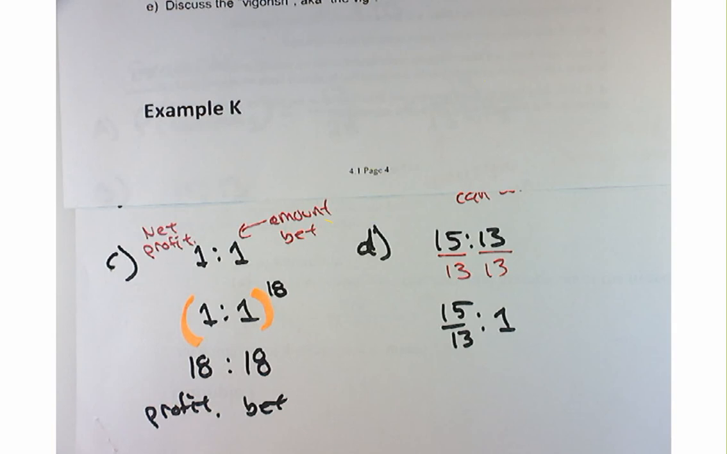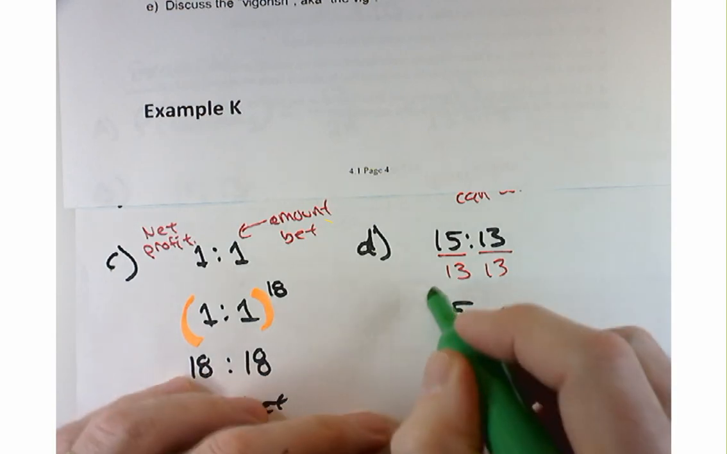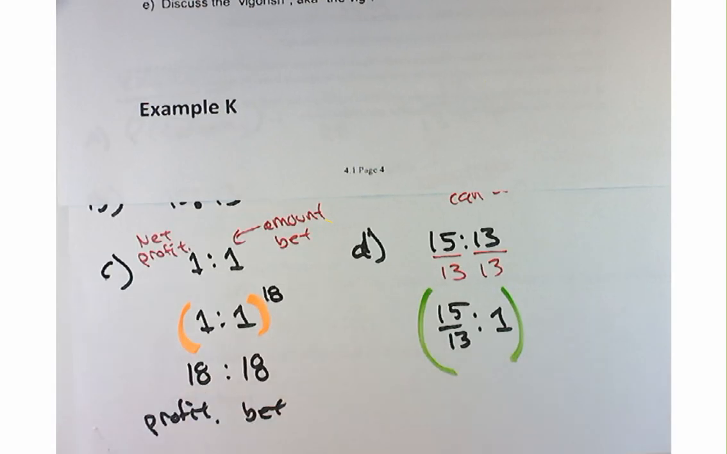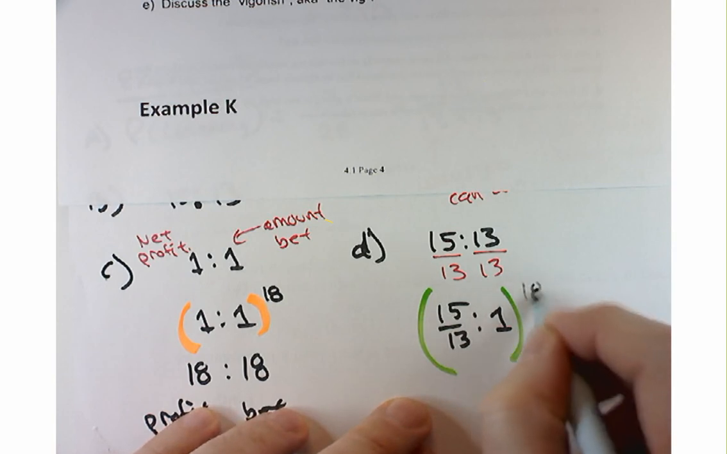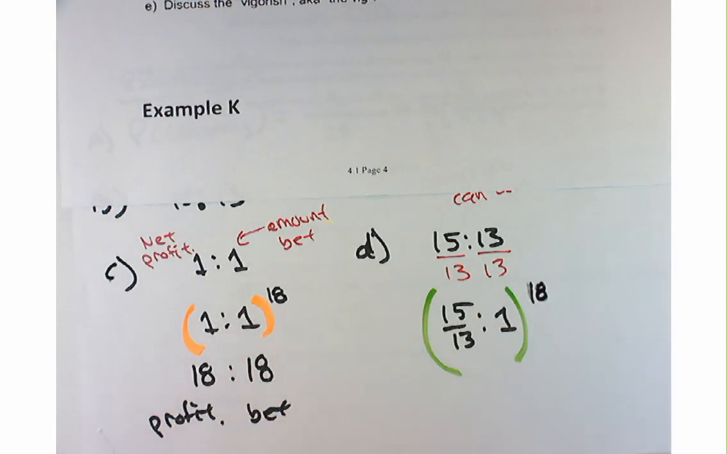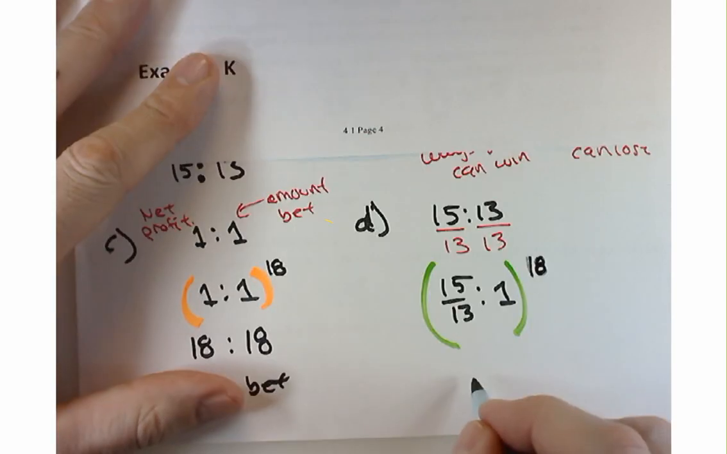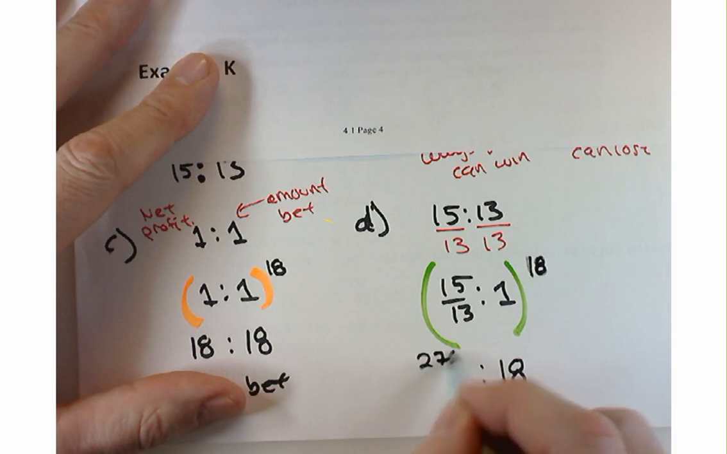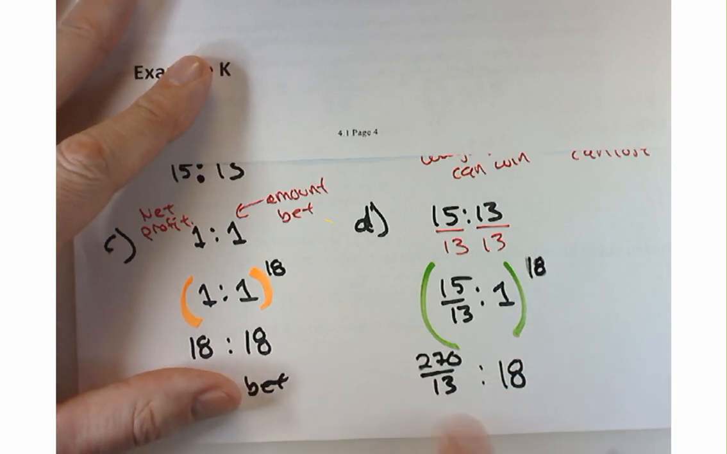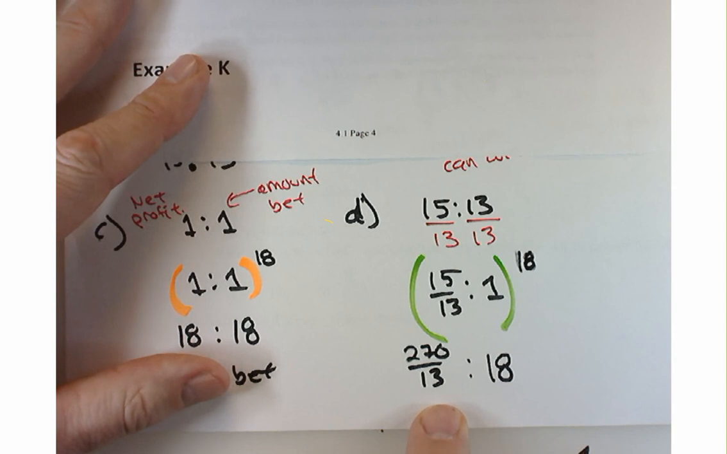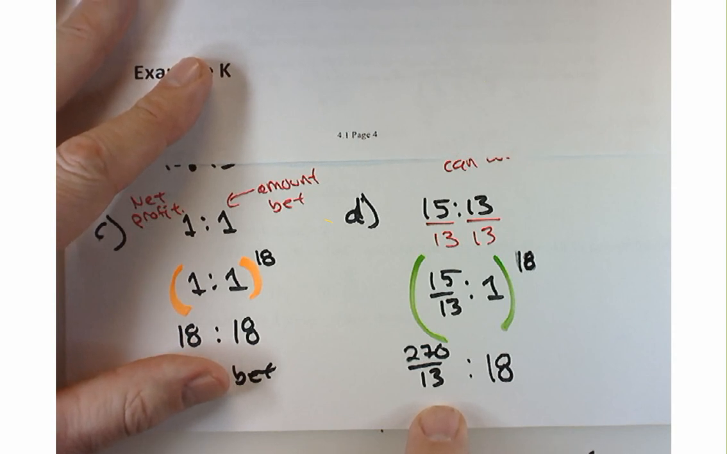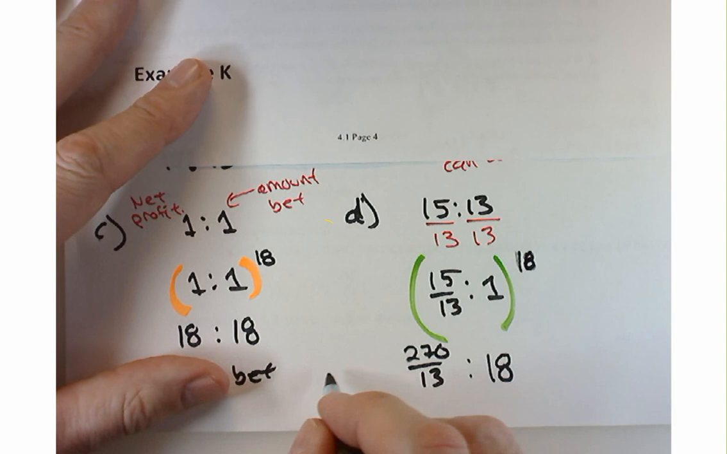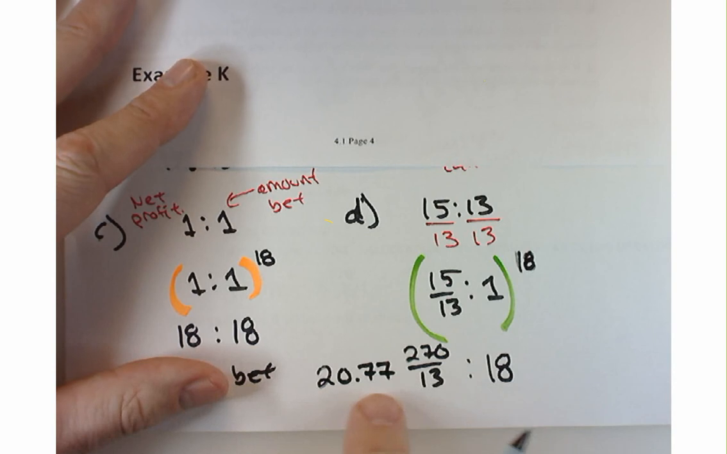All right, that's great. I still want to figure out how much an $18 bet is worth. So now what am I going to do? Multiply. Perfect. Multiply each side by 18. So that's going to give me $18 bet. And I'm not sure I can do 270 divided by 13 in my head, but it's going to be a little bit over 20. $20.70-ish. Somebody help me out. 20.77. So 20.77.